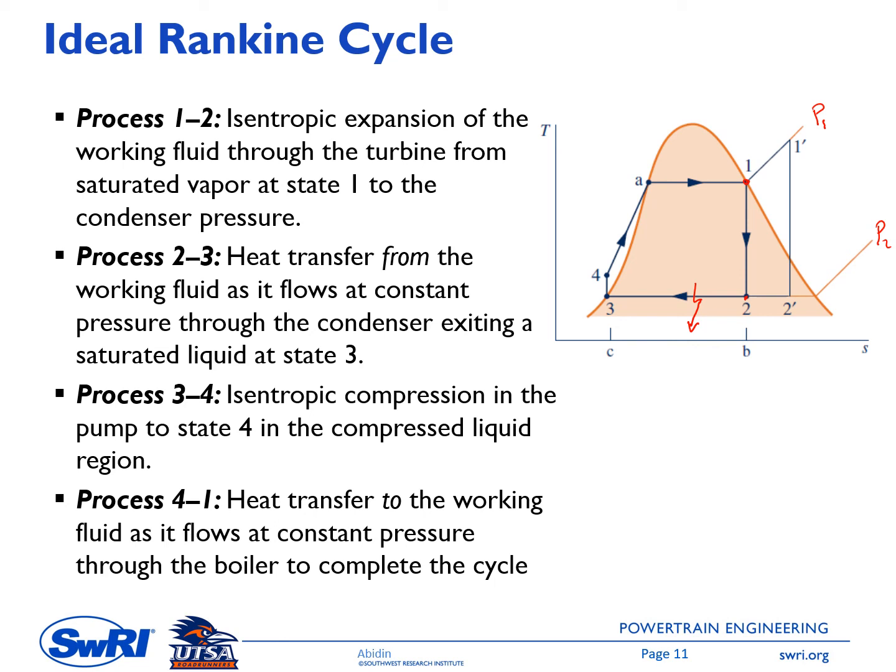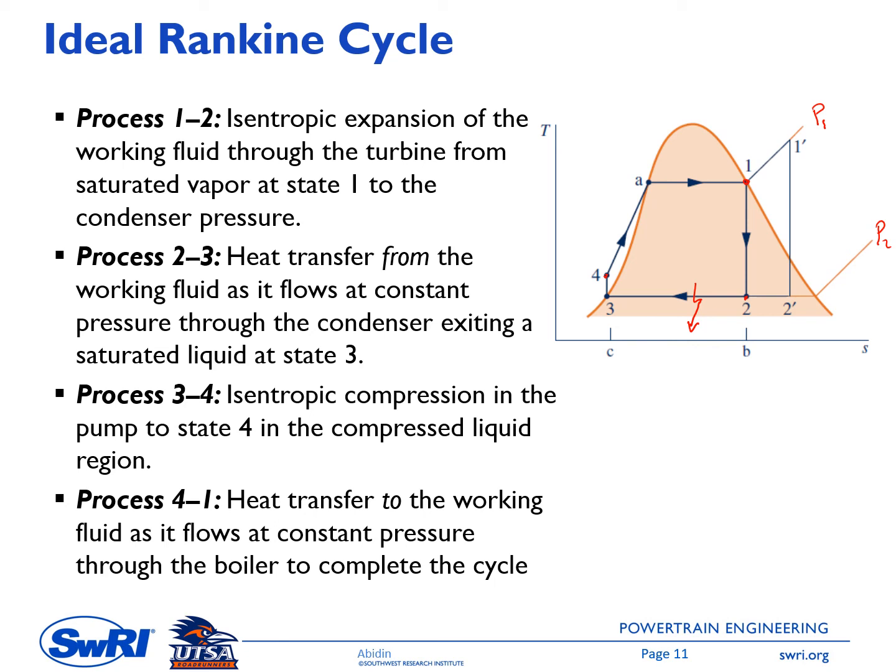Back to process 3 to 4, isentropic compression happens inside the pump. The working fluid is compressed to the liquid region at point 4. Point 4 is on the left side of the dome, so it is compressed liquid. Then process 4 to 1 is heat transfer to the working fluid, and this process occurs inside the boiler, as it flows at constant pressure. So P4 equals P4A equals P1.